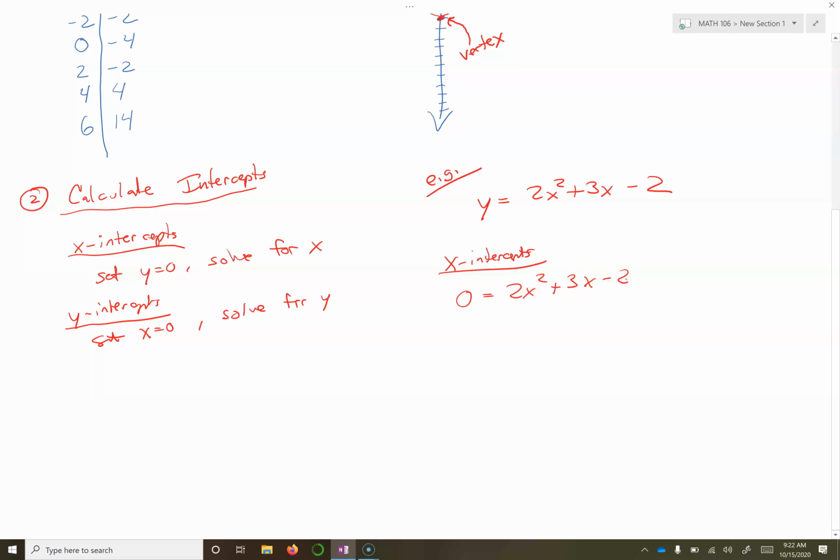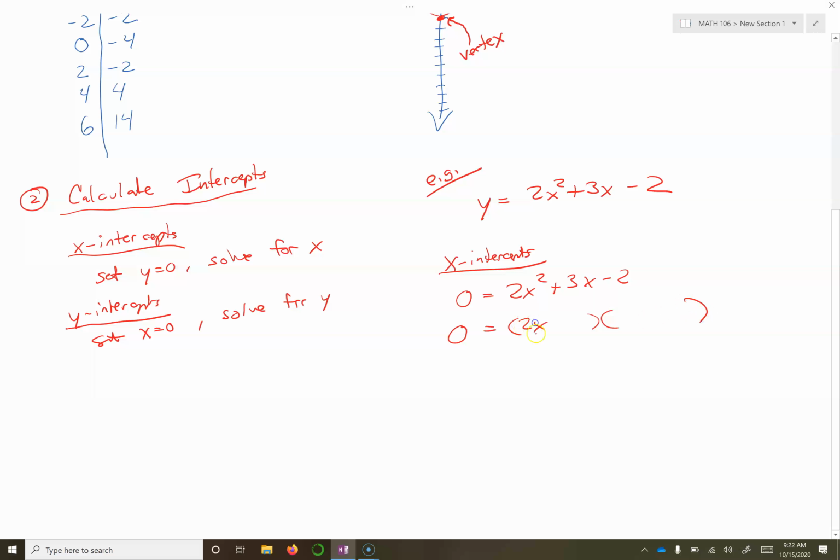Oh, look. We're about to solve a quadratic equation, right? So were we spending all that time in Chapter 1 doing it? Well, here's an application of solving a quadratic equation. Now, luckily, this one's factorable. But again, you could use the quadratic formula, whatever.